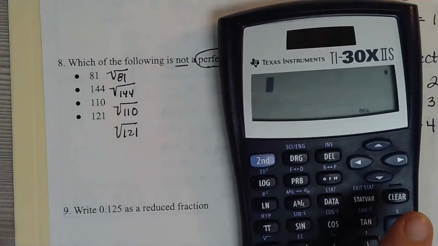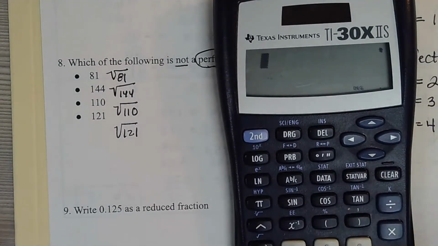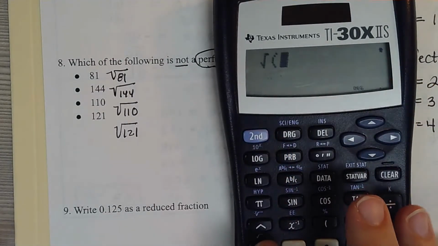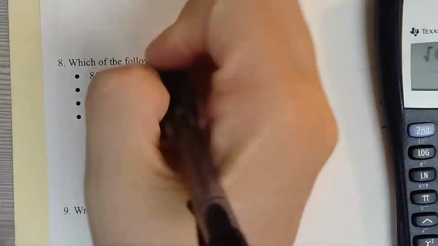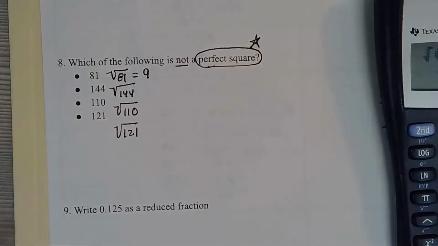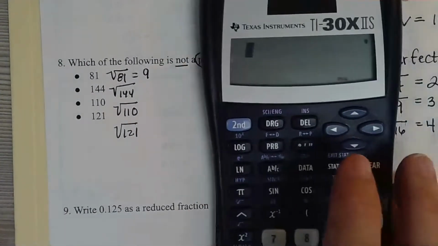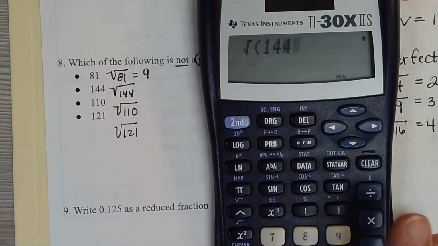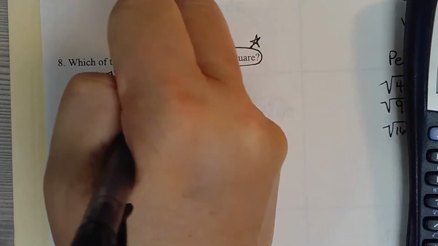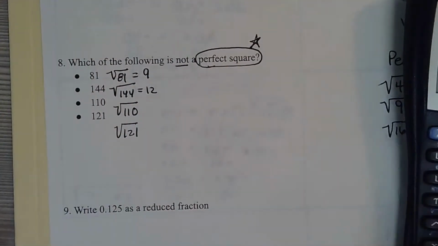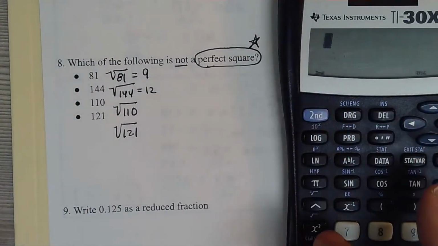So I'm going to start off by doing the square root of 81. So second, X to the second, 81. Oh, it's 9. 9 times 9 is 81. Square root of 81 is perfect. Square root of 144. 12. 12 times 12 is 144. It's a perfect square.